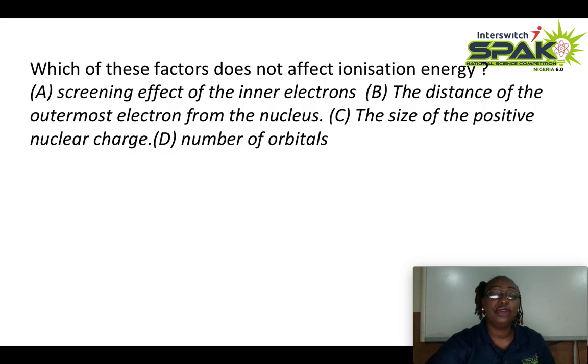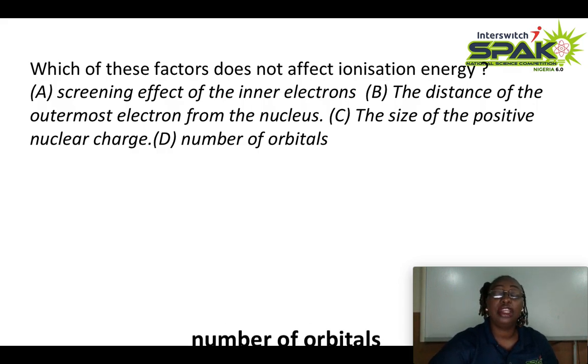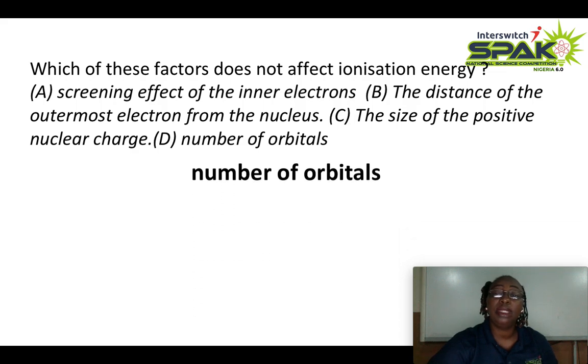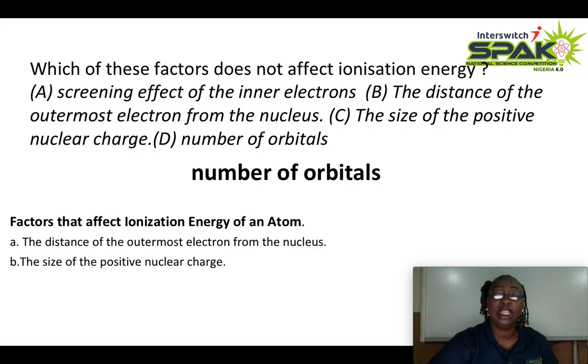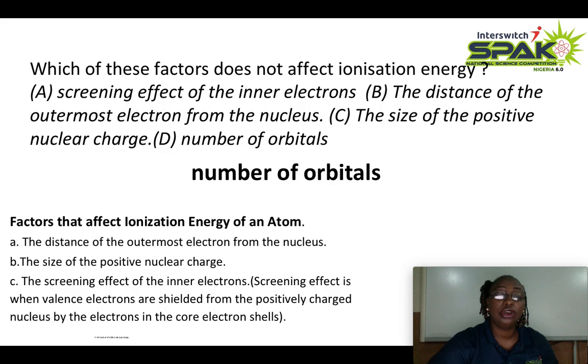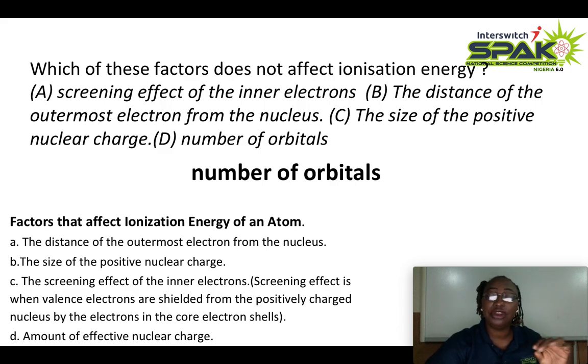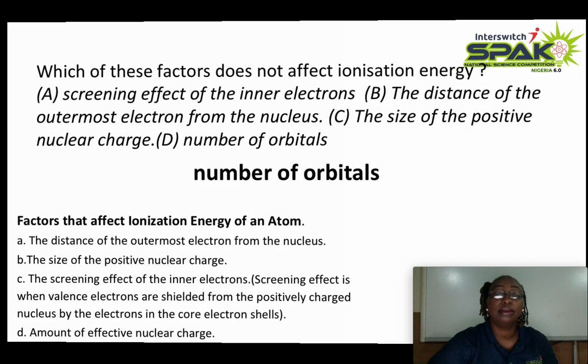Now, we have screening effects of the inner electrons, the distance of the outermost electron from the nucleus, the size of the positive nuclear charge, and the number of orbitals. So the one that does not affect ionization energy is the number of orbitals. The others are factors that affect ionization energy. The screening effect is when valence electrons are shielded from the positively charged nucleus by the electrons in the core electron shells. Effective nuclear charge is also a factor that affects the ionization energy of an atom.